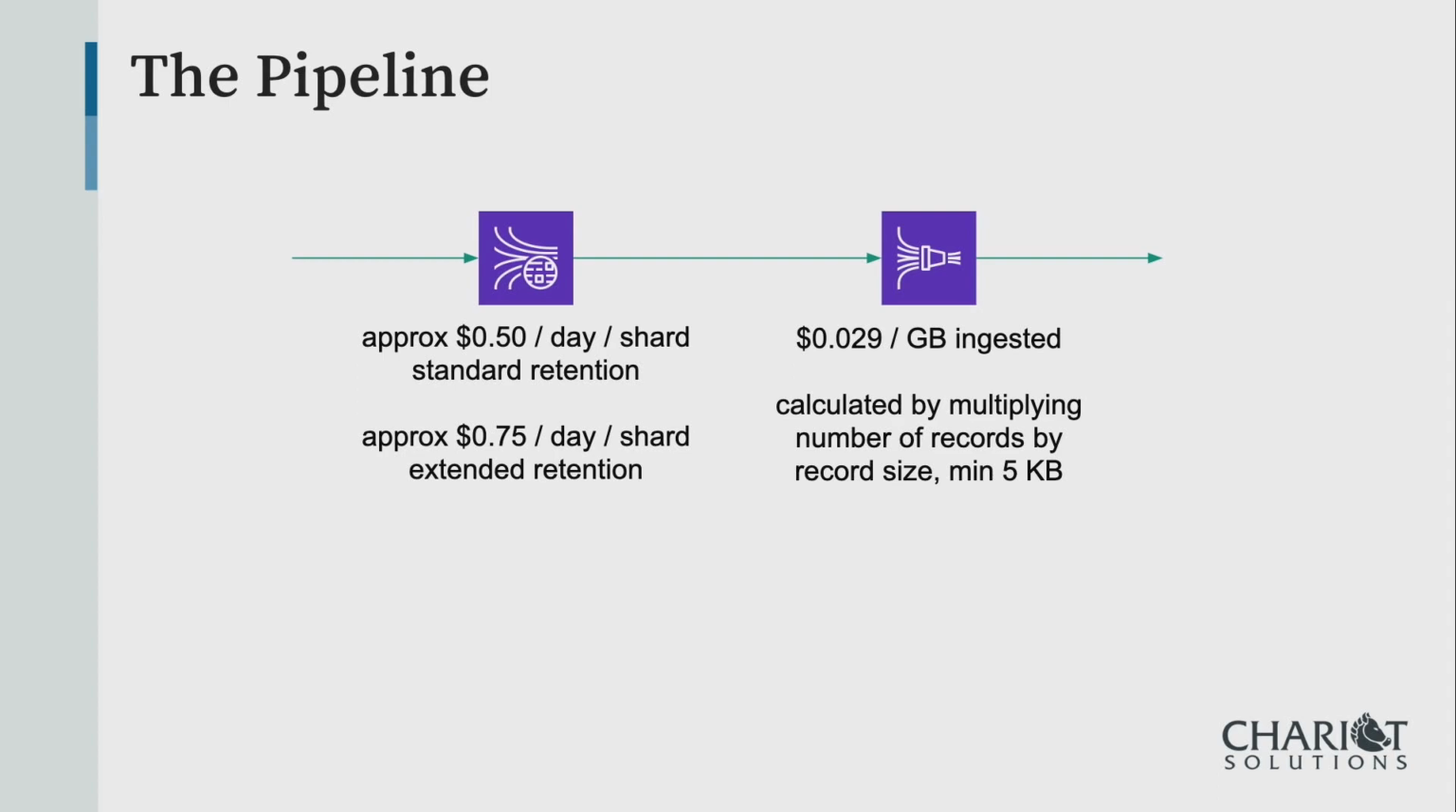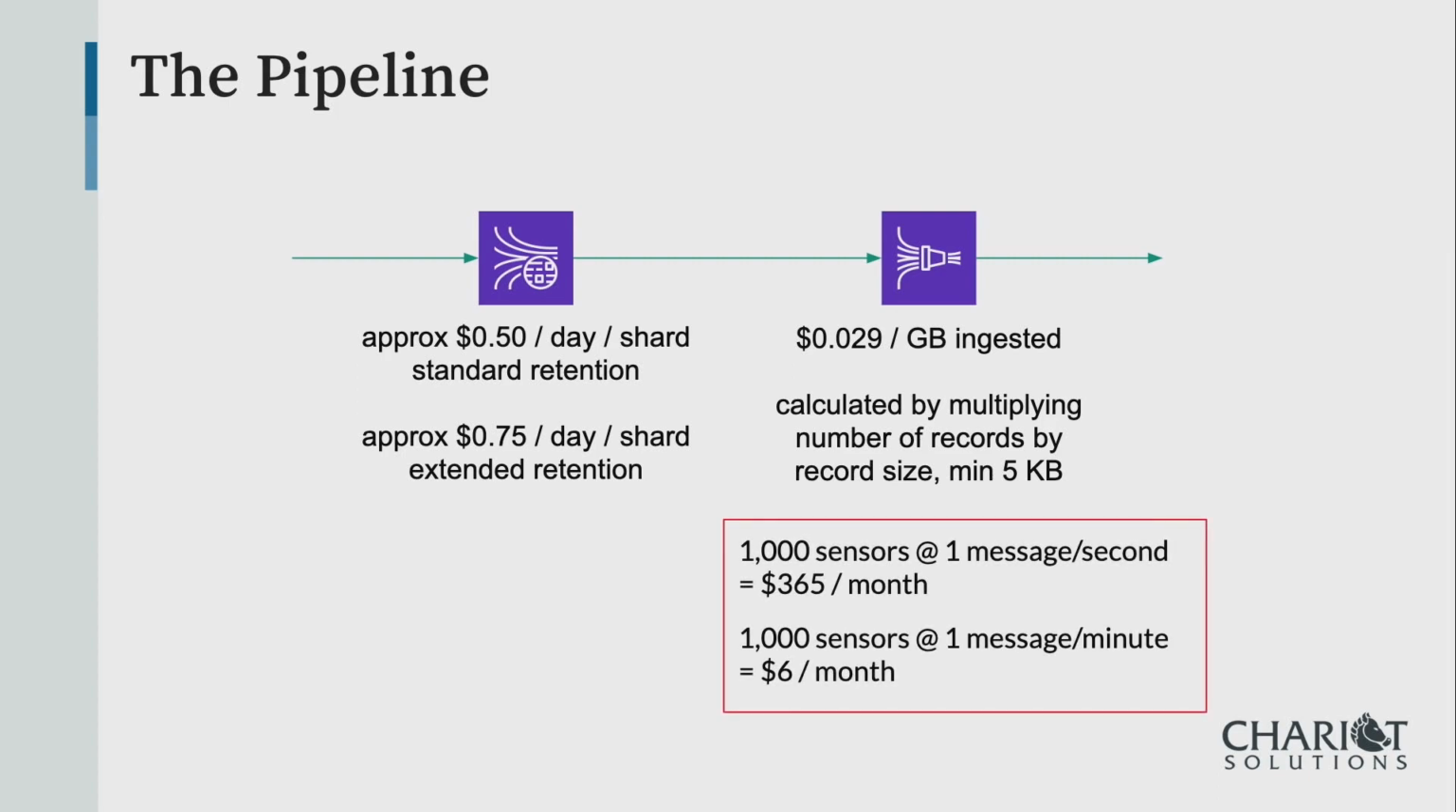Kinesis Firehose, which you're going to use to batch up your records, is priced based on the gigabytes ingested. It's calculated by rounding up each record to the 5 kilobyte minimum, so that 108 bytes of IoT data is really 5 kilobytes, and you divide that out. It adds up. In the case of 1,000 sensors at 1 message per second, it's about $365 a month. Not that bad. But if you can cut it down to 1 message a minute, it's insignificant.